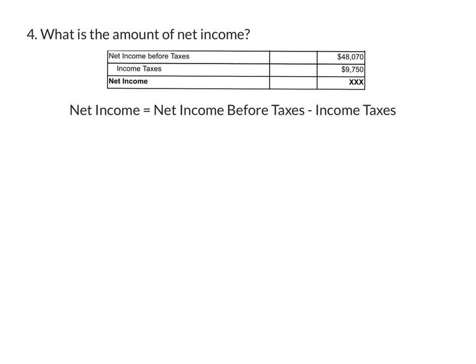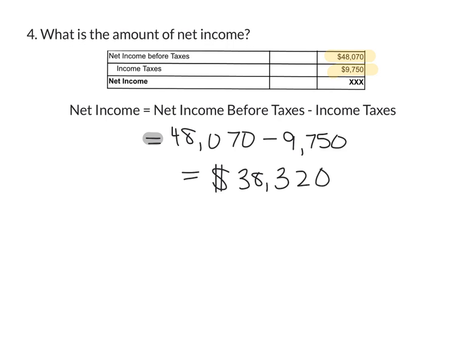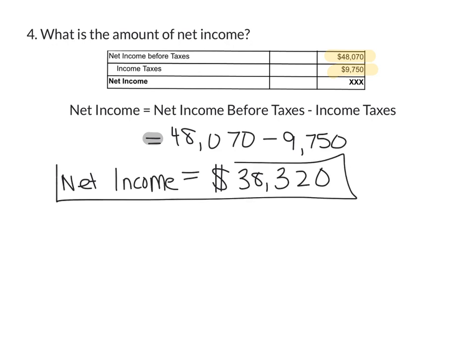Lastly, we want to know the amount of net income. And net income is also referred to as net income after taxes. So, to find the net income after taxes, all we do is take the value of the net income before taxes and subtract the amount of income taxes, and we'll find the net income. So to do that, we'll just take $48,070, which was the net income before taxes, and subtract $9,750. When we do that calculation, we'll get an answer of $38,320. So this is our net income. And this is usually the last line of the income statement.